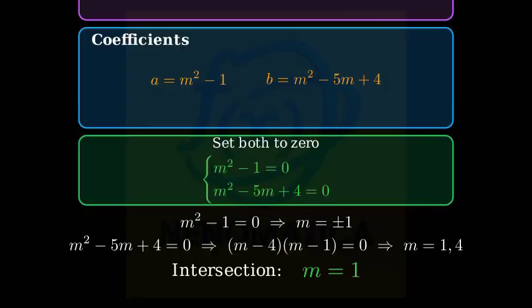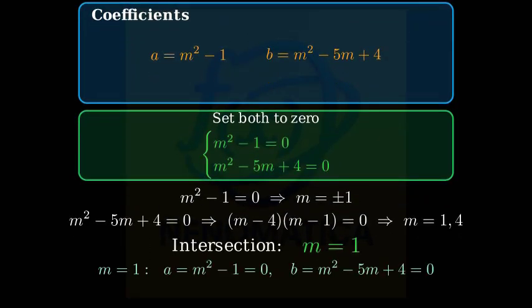A quick check. If m equals 1, then a equals 0 and b equals 0 exactly, matching the theorem's limiting situation where the roots cannot stay finite. Therefore, the only value producing both roots blowing up is m equals 1.